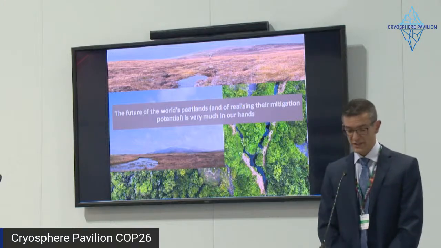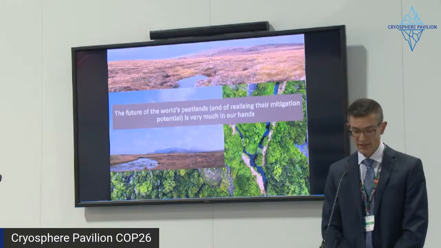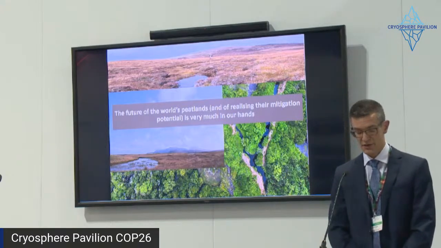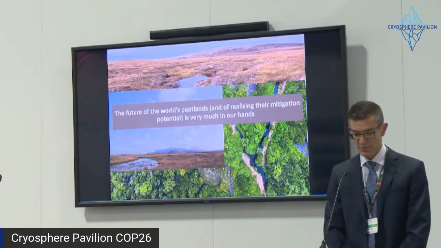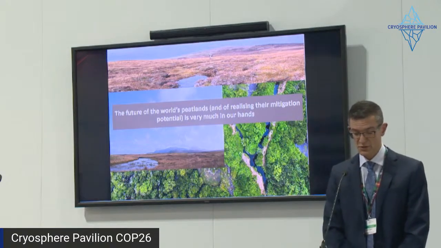So Scottish Government has really put peatland restoration at the heart of its plans to deal with climate change, at the heart of its climate change plan. Now, in Scotland, we've been working hard to restore our peatlands over a number of years. Since 2012, we've put around 30,000 hectares of our damaged peatlands on the road to recovery. Now, that's a good start, but we need to do so much more.